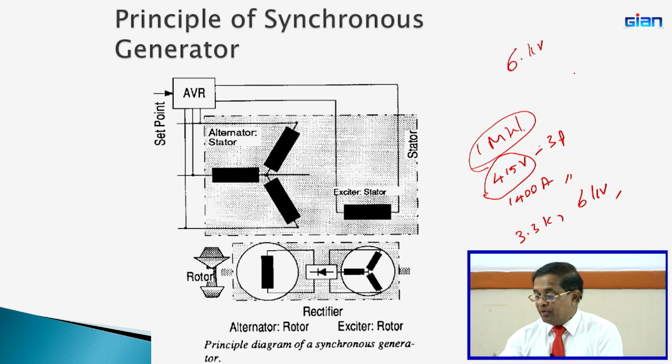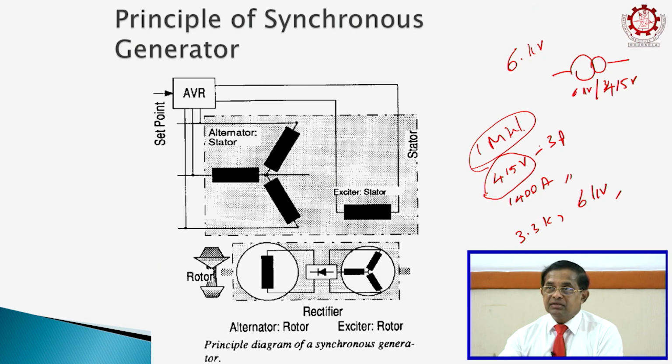So, you will have to have a 6 kV to 415 volts step down transformer for station use, an auxiliary transformer. So, in power plants we have this situation, because it is only in small power plants of less than 1 megawatt that we can generate at 415 volts.